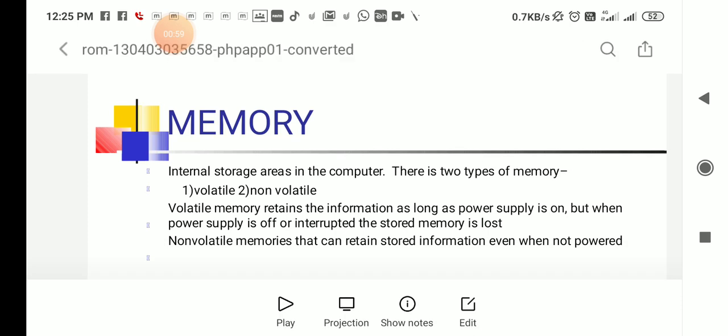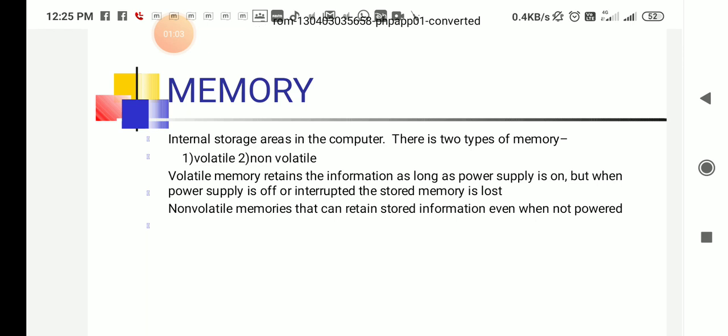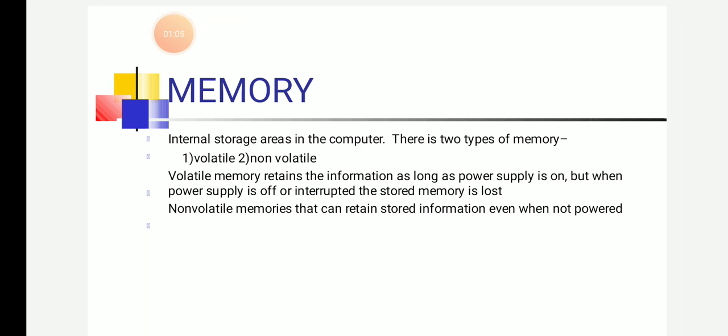So what is memory exactly? Internal storage area in a computer. There are two types of memory. First one is volatile, another one is non-volatile. Volatile memory retains information as long as the power supply is on, but when the power supply is off or interrupted, the stored memory is lost.